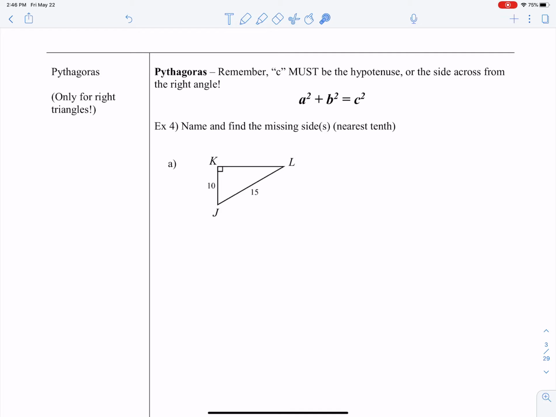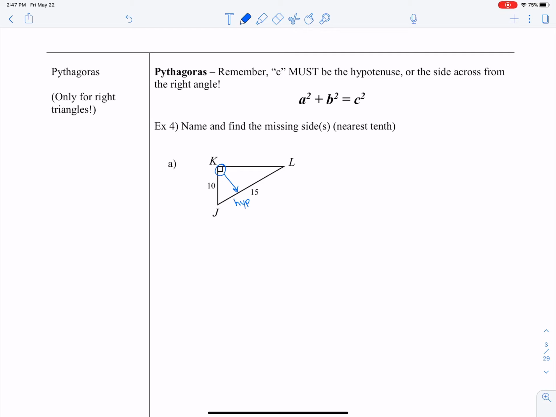The only thing that's important here is the C squared, whatever's alone by itself on the right-hand side, has to be your hypotenuse. The hypotenuse is the longest side, and you can also find it because it's always across from the right angle. So to find your hypotenuse, you find your right angle, and you go across, and that's your hypotenuse. So let's do that here. Here's our right angle. We're going to go across, and this is our hypotenuse. That's always how I find our hypotenuse.